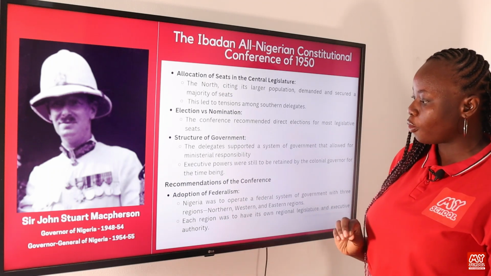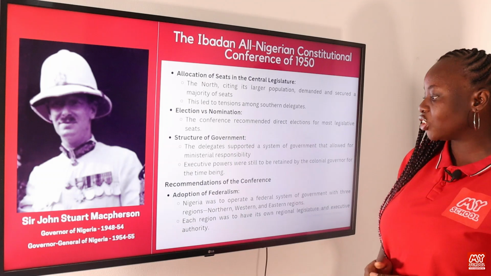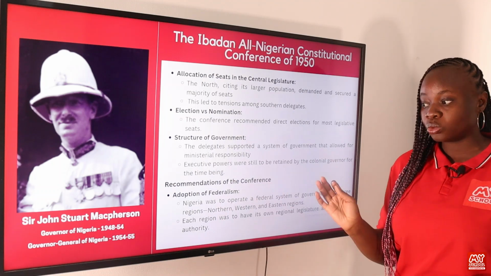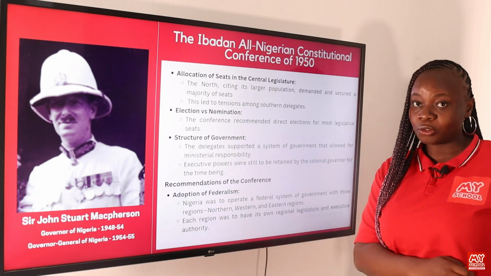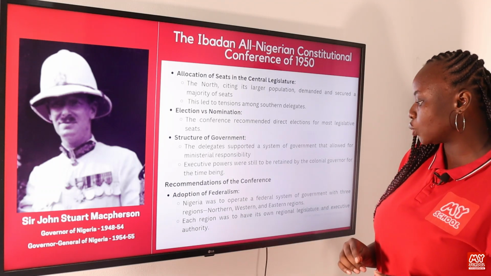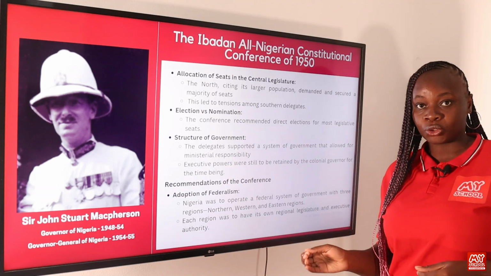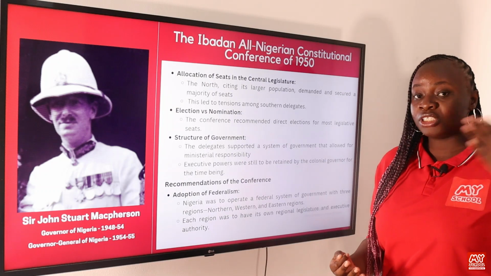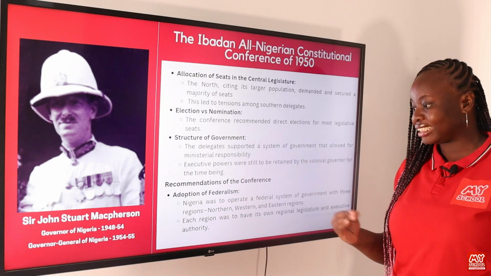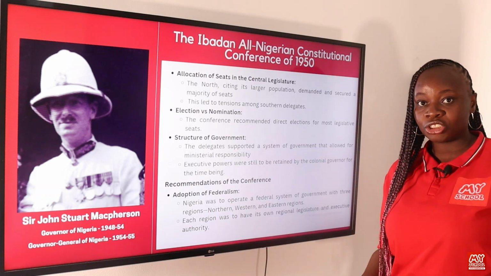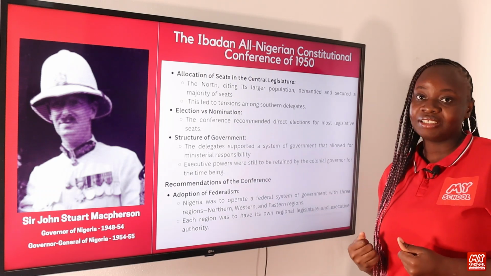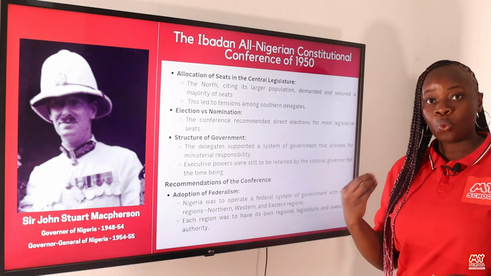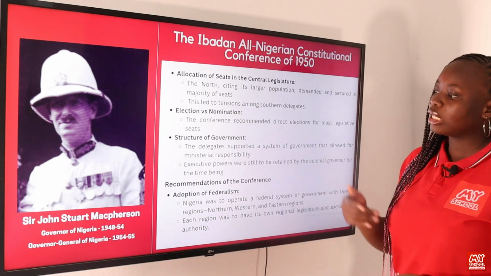Then the recommendations of the conference include the adoption of federalism. So Nigeria was to operate a federal system of government with 3 regions, the northern, the western, and eastern regions. So this was a change from the provincial system that was adopted by the Richards Constitution. So each region was to have its own regional legislature and executive authority. So when there is a federal structure, that means that the structures that we have at the central level are also duplicated at the regional level. That means executive and legislature will be duplicated at each of the various regions. They will have their own legislative assembly, they will have their own governors, and then they will have their own ministries. So this was what they advocated for in this conference. Now let's move on to the next slide.